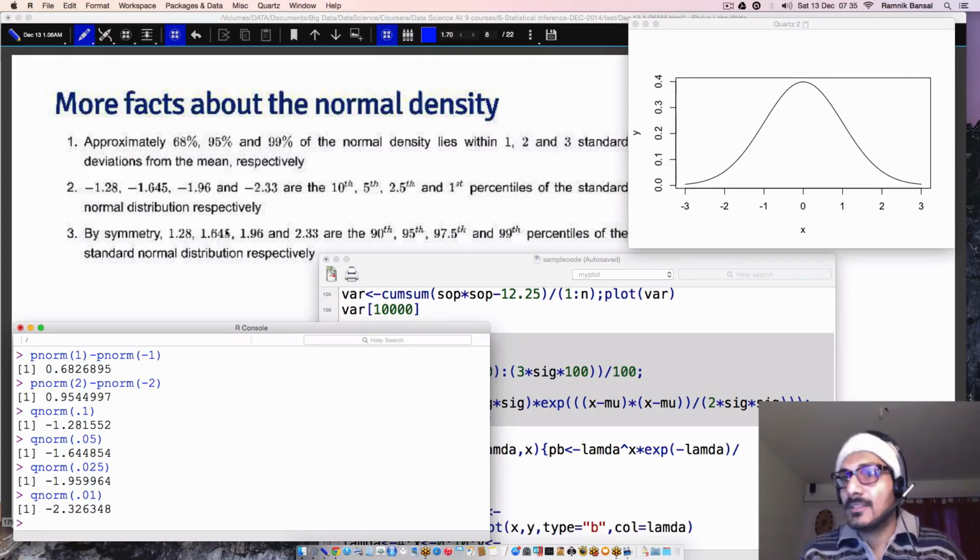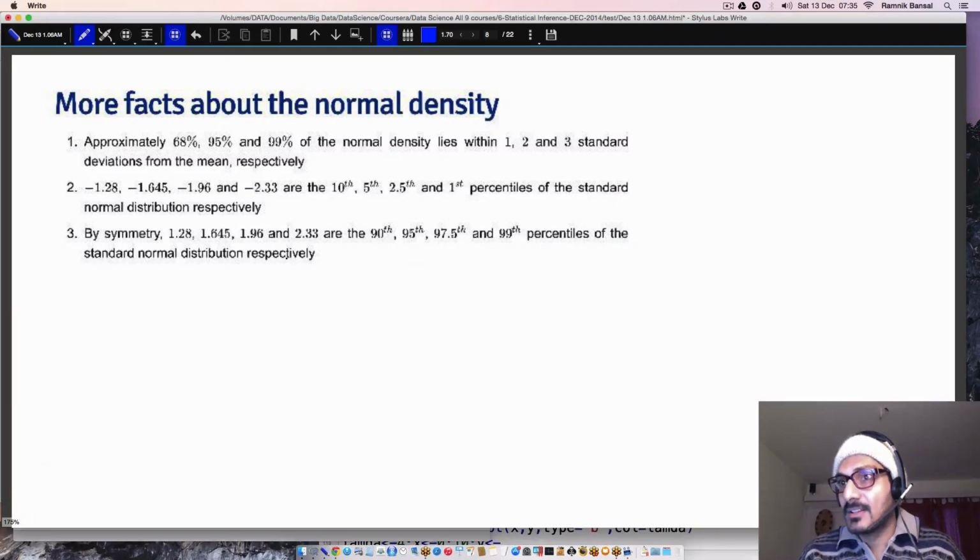Is this clear? By symmetry, I can say similarly 1.28 is equivalent to the 90th percentile, 1.645 is the 95th percentile, 1.96 is the 97.5th percentile, and 2.33 is the 99th percentile. Are these values clear to you?